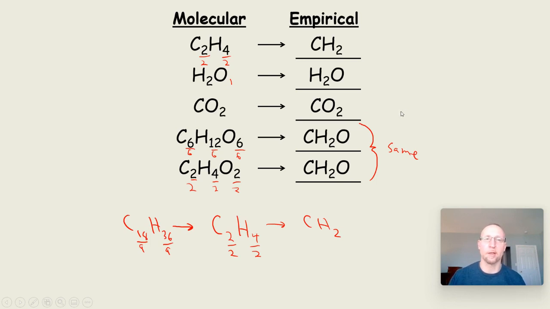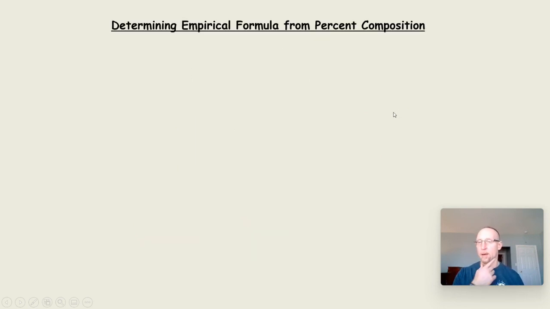Now, the next thing is a little bit more in depth. It takes a little bit more of a procedure. Okay. So this is determining empirical formula from the percent composition. Now, you can write this on the back of page 5 of your note packet if you'd like. So turn over the page we're just working on. And we could put this on here.